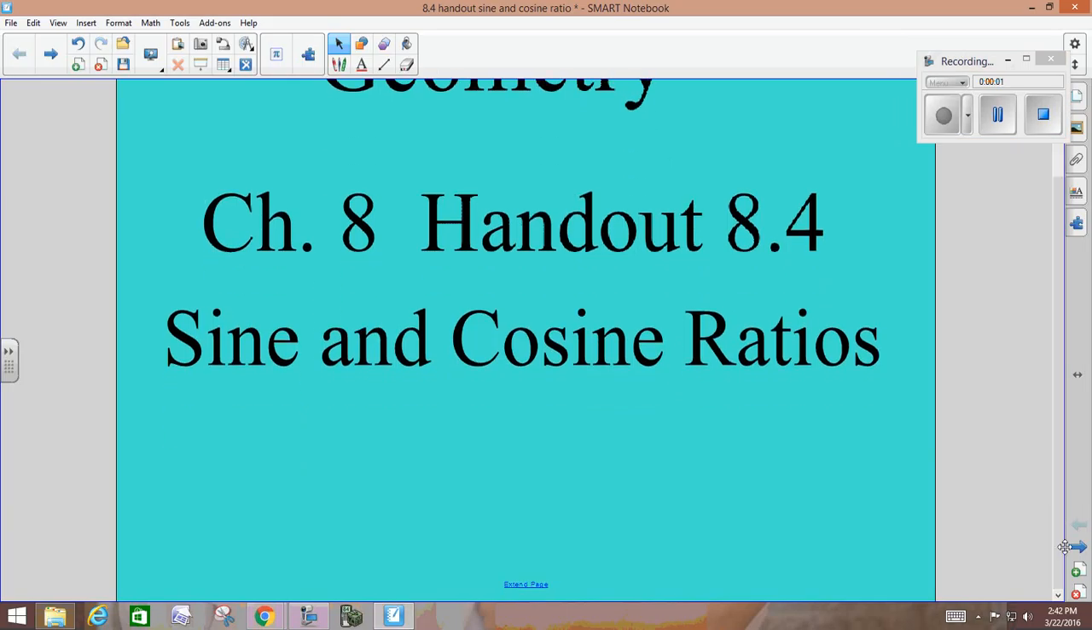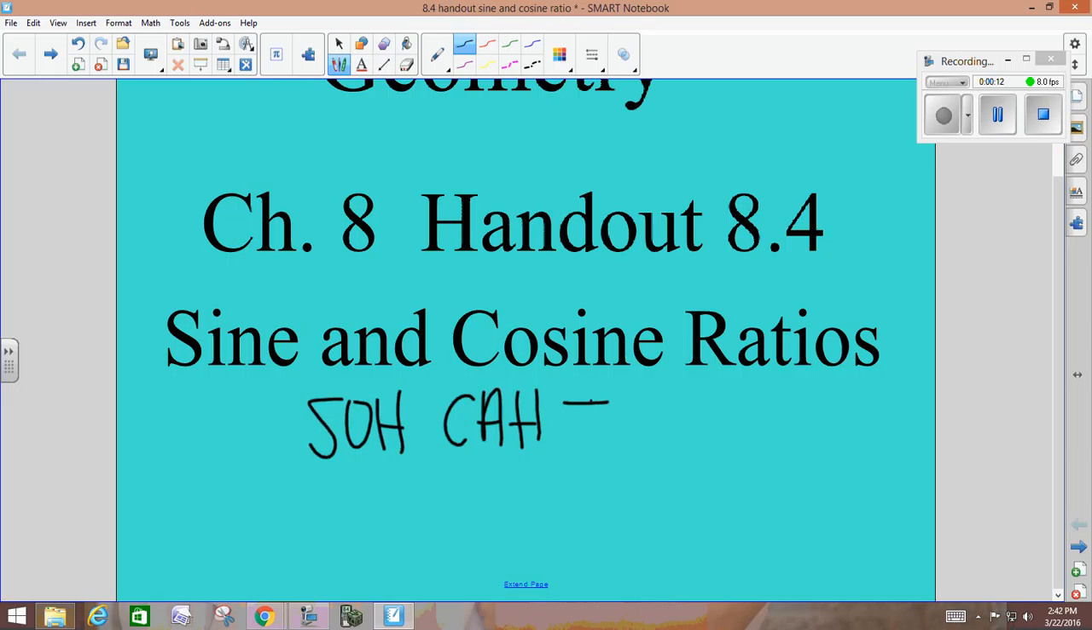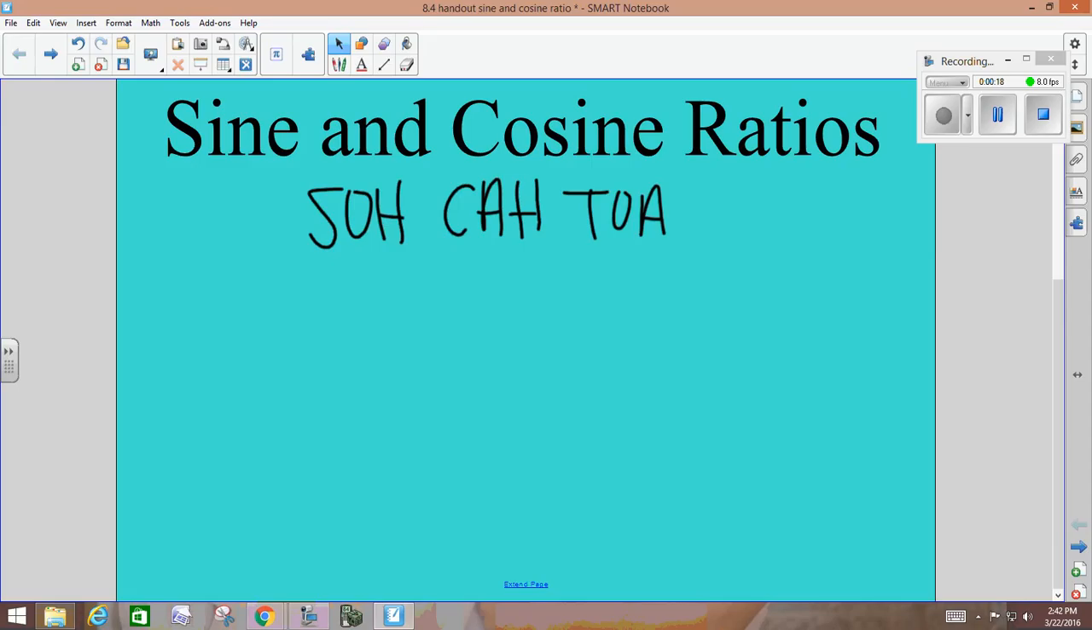Tangent we did yesterday, sine and cosine are the same idea. All you have to know for the next week or two is the acronym SOHCAHTOA. You might want to write that on the top of your paper. If you can't spell it correctly, it's not going to help you, so make sure you know how to spell SOHCAHTOA.